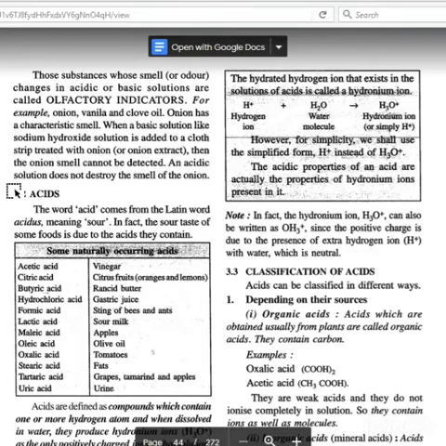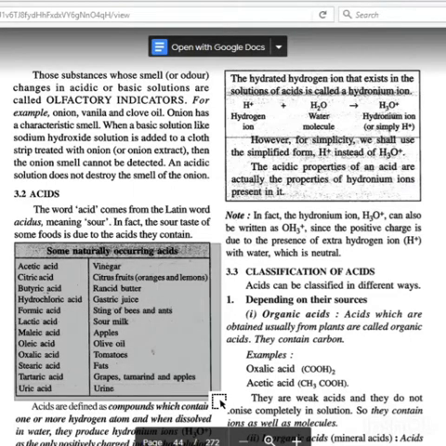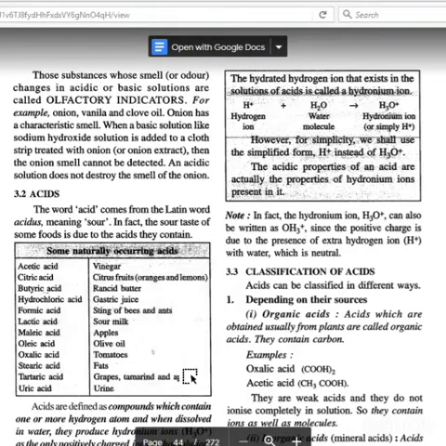Now the detailed study of acids, which have a sour taste. This is a table dealing with naturally occurring acids, named organic acids. Organic acids means they come from organic matter. Different examples are there, mark it important, and you have to learn these compositions with their examples.